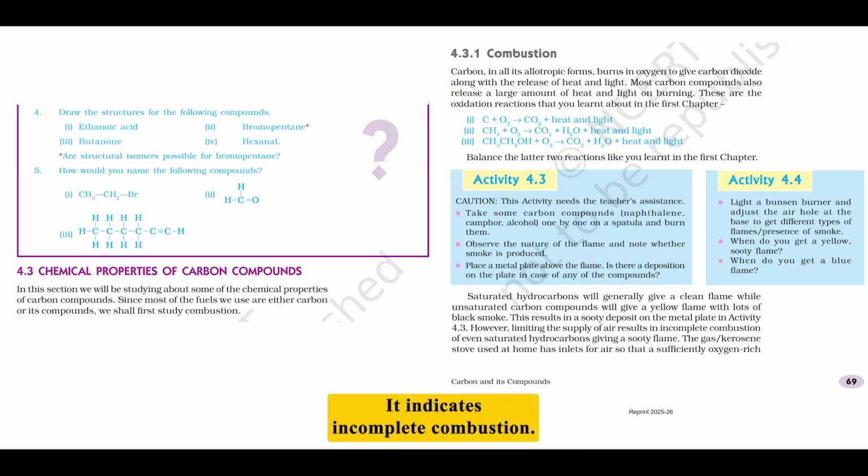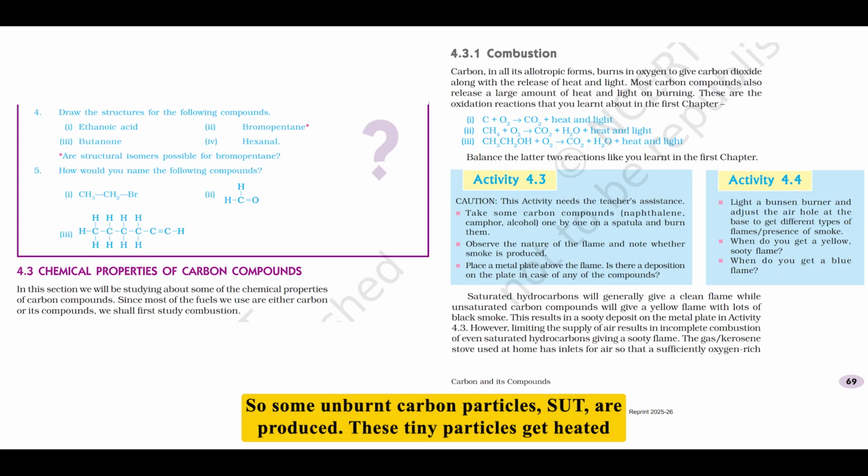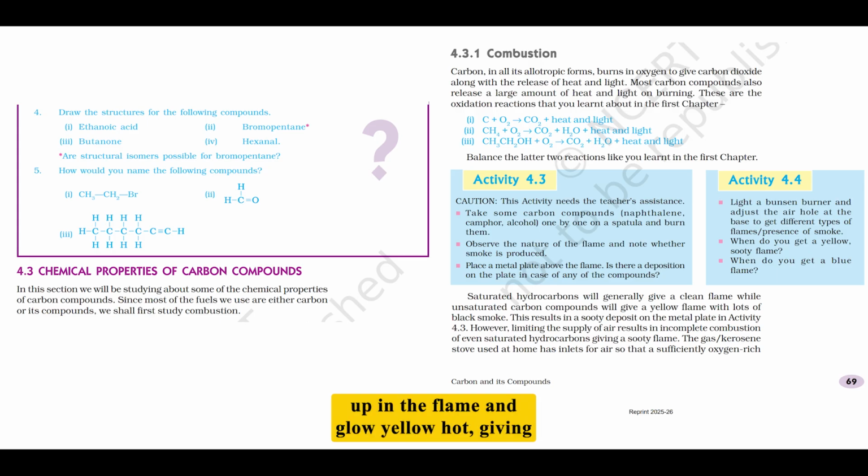Why? It indicates incomplete combustion. There isn't enough oxygen to convert all the carbon to CO2. So some unburnt carbon particles, soot, are produced. These tiny particles get heated up in the flame and glow yellow-hot, giving the flame its color, and then escape as smoke. So a yellow flame means wasted fuel and pollution?